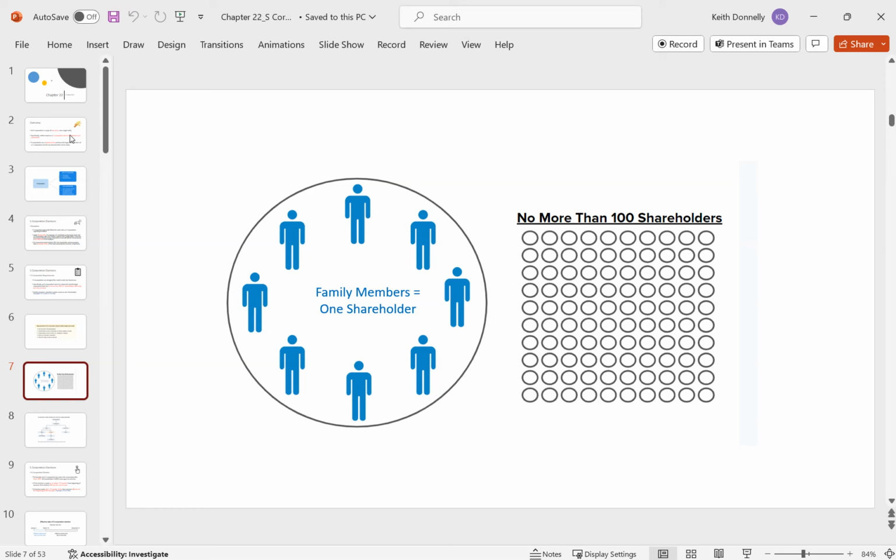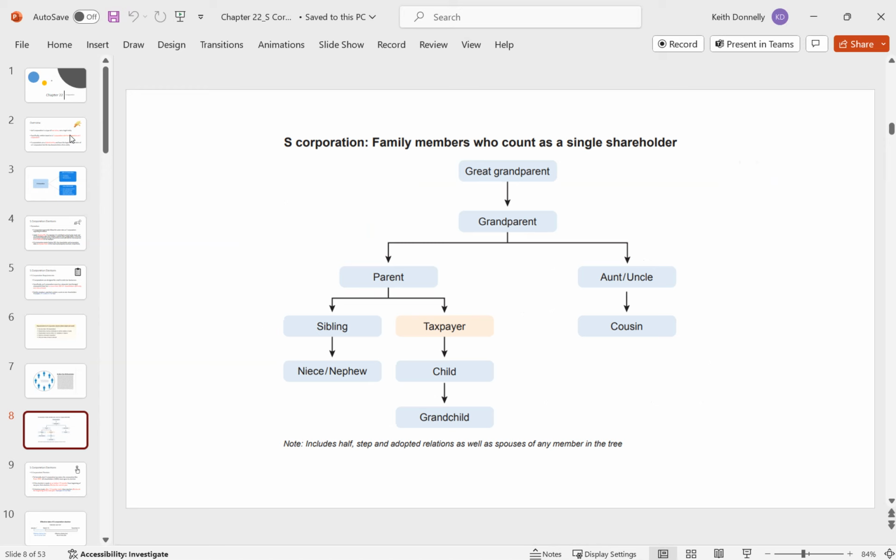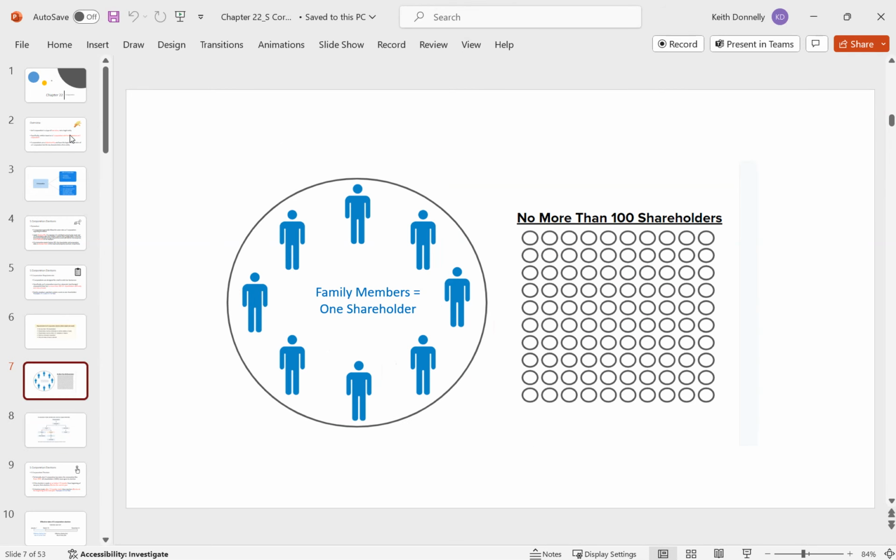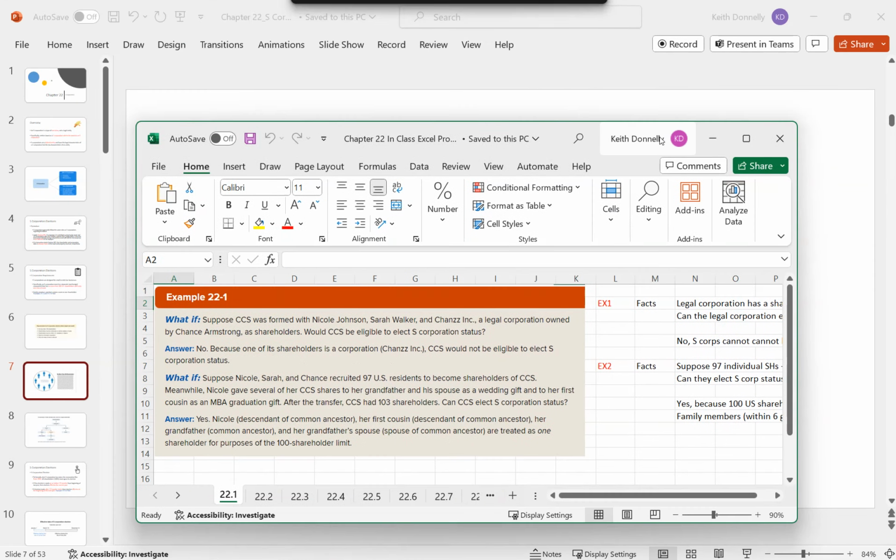And then we said family members, if you meet this test here, within, let's see, 1, 2, 3, 4, 5, 6 generations, you can generally just think family members. The idea is they're going to count as a single shareholder. So here we have 3, 6, 8 people. If they're all family members, they only count as one shareholder. So let's look here at 21.1 and 21.2.